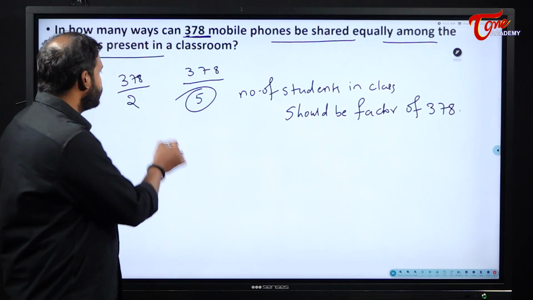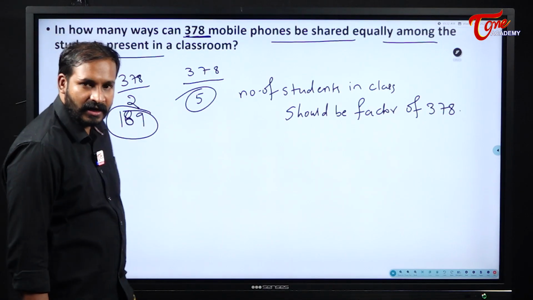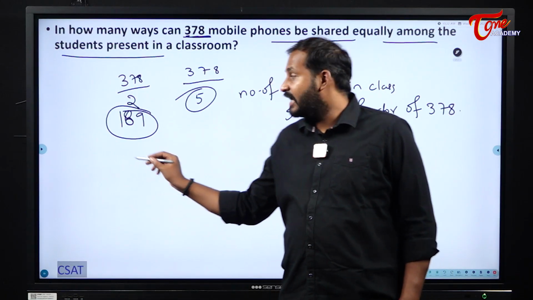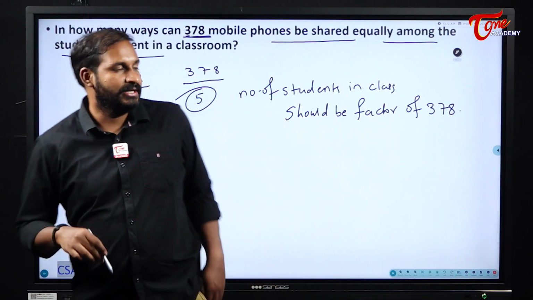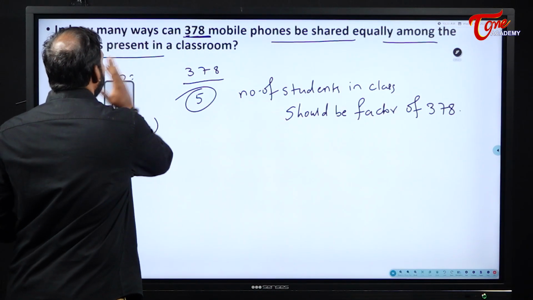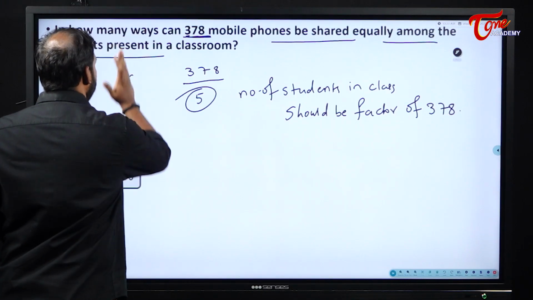378 divided by 2, and each student will get how much? 189 mobiles. Each student will get 189 mobiles. So that means the number of students should be a factor of 378. Then only they can divide equally. Now this question is nothing but we need to find the number of factors for 378. Then we can divide in that many different ways.